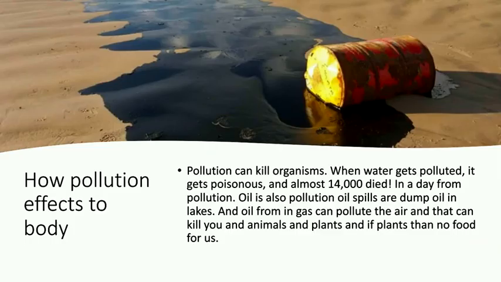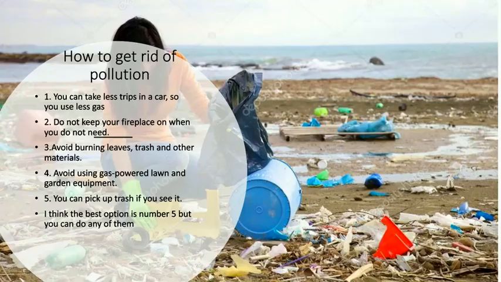How pollution affects the body. Pollution can kill organisms. When water gets polluted, it gets poisonous, and almost 4,000 died from pollution. Oil is also pollution. Oil spills or dumped oil in lakes, and oil and gas can pollute the air, and that could kill you, animals, and plants. And if plants die, then no food for us.